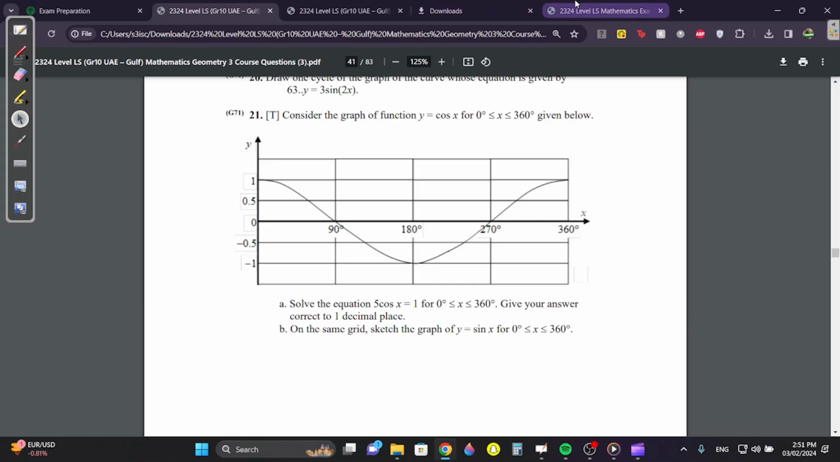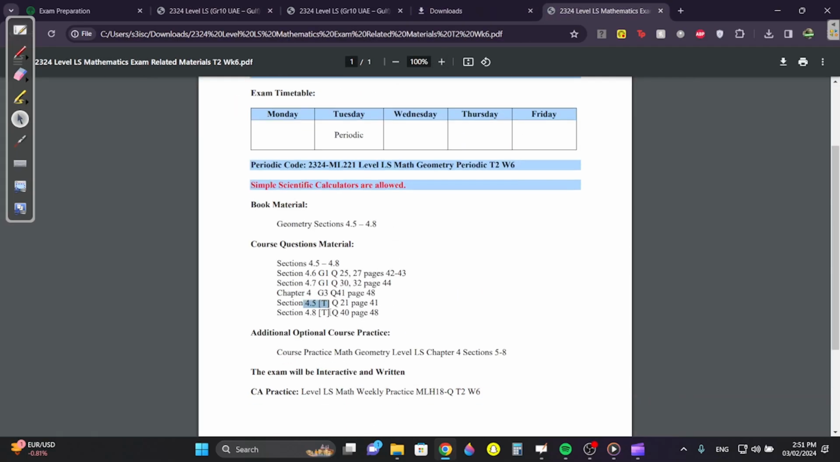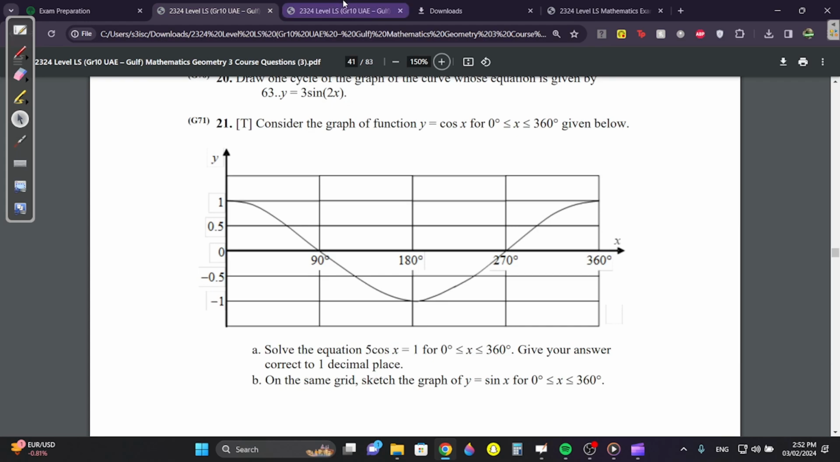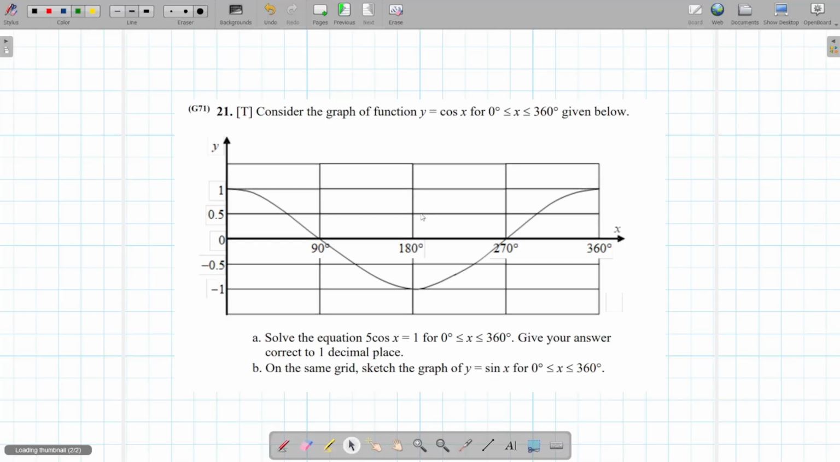Okay, we have two top questions included in the material: 4.5 question 21 and 4.8 question 40. This is question 21, 4.5, and I have the solution on the side. I'm going to cut this. Most likely one of these will come.